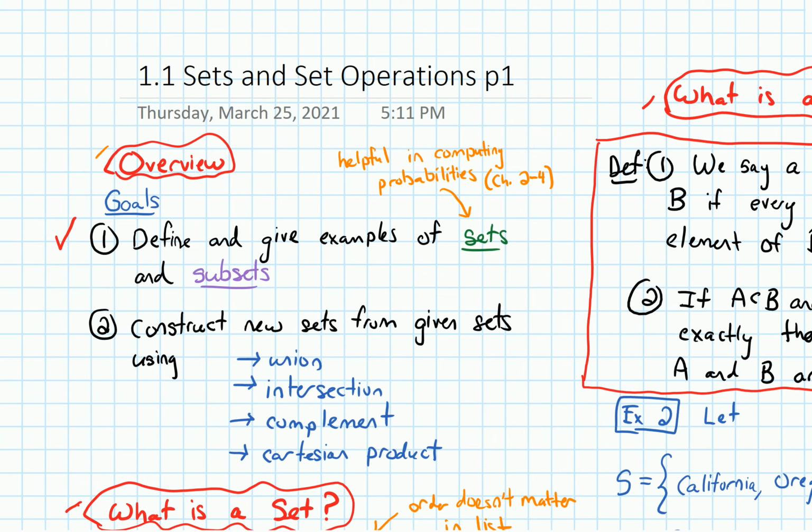All right, so in terms of our goals for this section, we have finished our second goal, which is talking about how to construct new sets from given sets using operations like unions, intersections, complements, and in this video we talked about Cartesian products.